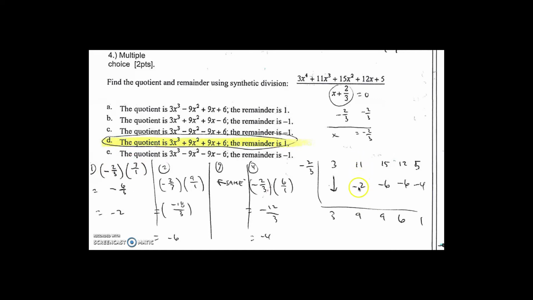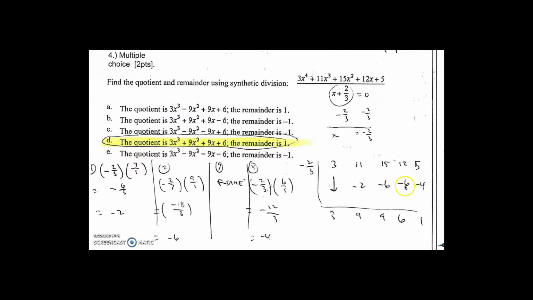Then you're going to add down, which gives you 9, and then you're going to do -2/3 times 9. 9 is a fraction, 9 over 1. Multiply across, you get -18 over 3, which is -6. And then you add down, that gives you 9, and then you're doing negative 2/3 times 9. Same thing as this one, which gives you negative 6.